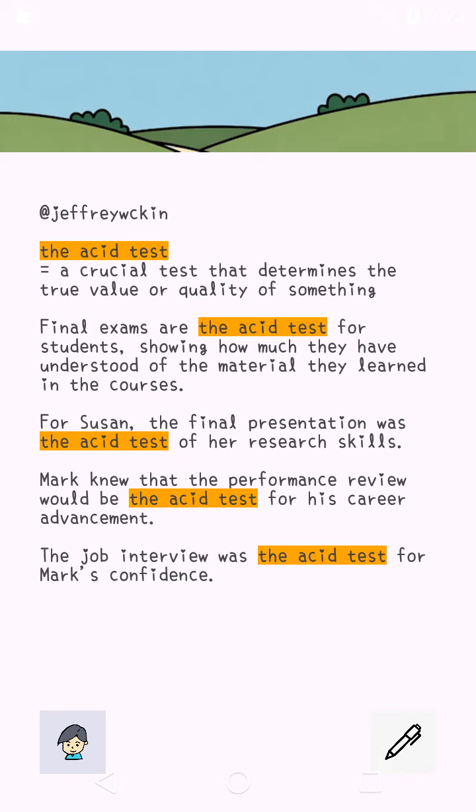And the last one, the job interview was the acid test for Mark's confidence. The sentence means that the job interview was a big test of Mark's self-confidence.